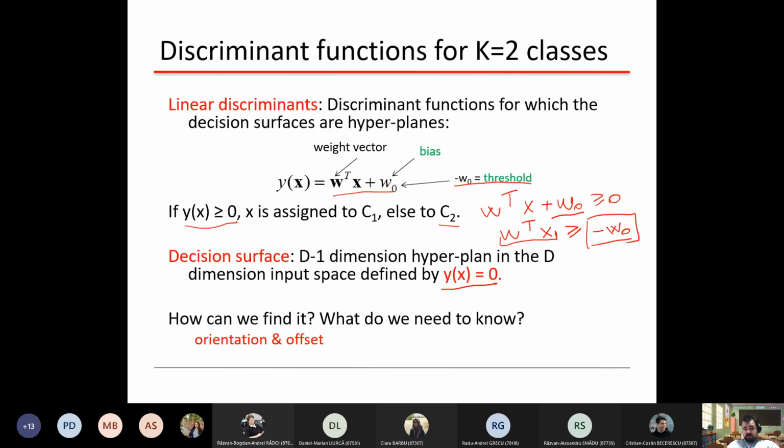And now, how can we detect this decision surface? Because once we detect the decision surface, we may be able to evaluate any kind of point from the space. And the problem is, how can we find it? What do we need to know? Well, there are only two things that we are interested in. Its orientation, in order to know how to place it in the space, and offset from origin to see how far or how close from origin this hyperplane is set. And this is what we will try to find out. How can we identify the orientation and the offset of the decision surface?